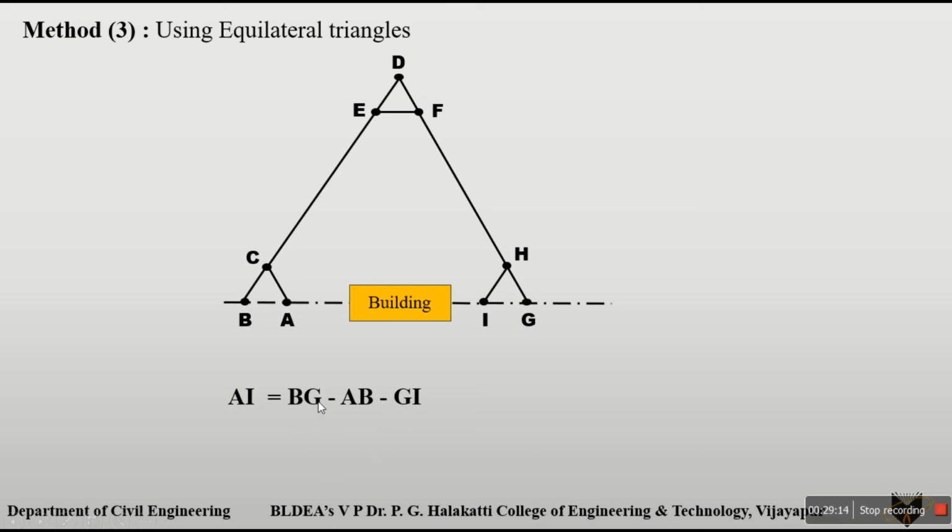Now what is the distance of BG? You can write BG is equal to BD, or equal to DG. So here I am writing the distance of B to D instead of BG, because it is an equilateral triangle and all the sides will be the same. So now we get AI is equal to BD minus AB minus GI. We can easily get the distance of AI.